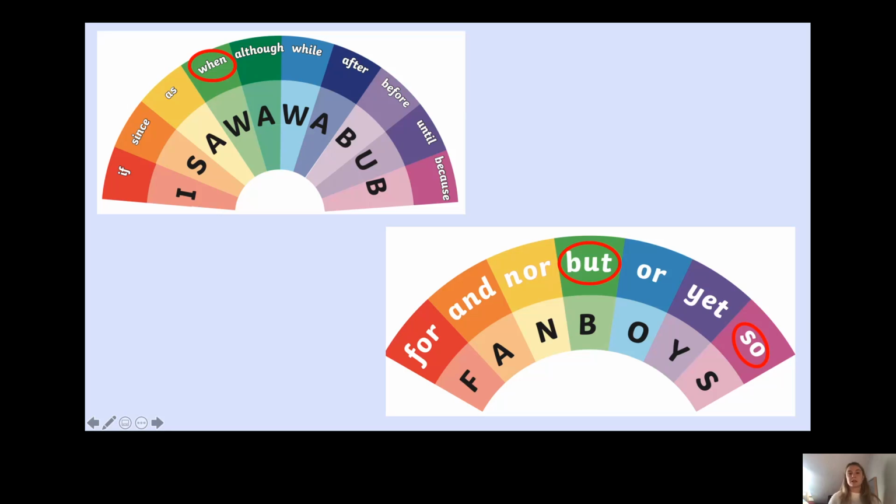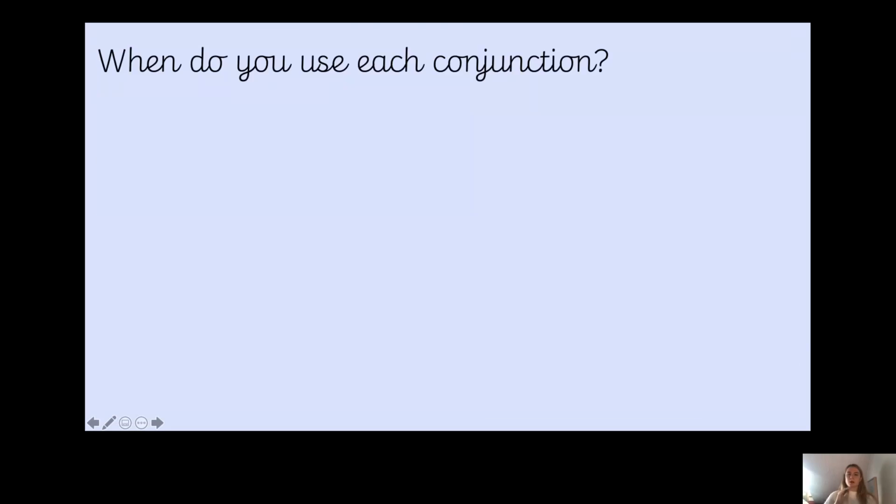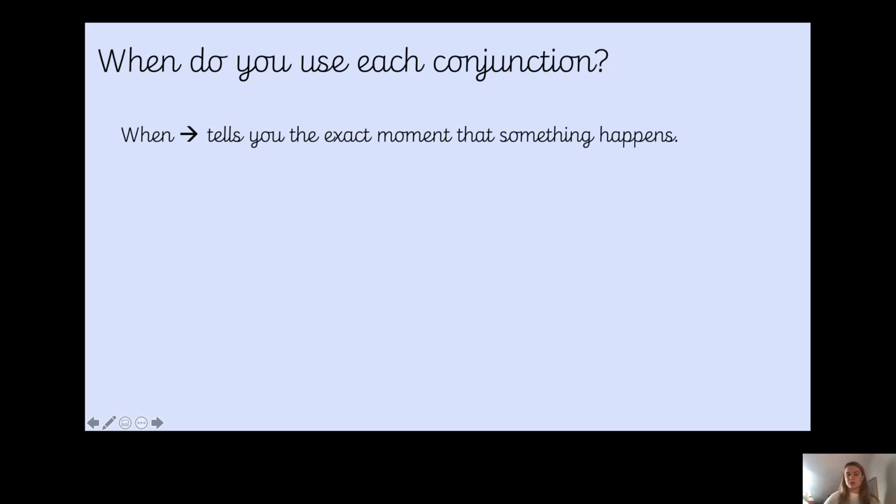So we've got the subordinating conjunction when, and we've got the coordinating conjunctions but and so. Now remember, with the subordinating conjunctions, they can come at the beginning of your sentence or in the middle of your sentence. But the coordinating conjunctions, so the fanboys, can only come in the middle. Okay, so I know we've looked at these before, but let's just refresh our memories on when we use each conjunction. So the first one is when.